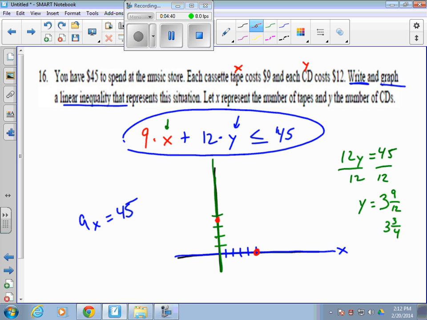So it says less than or equal to. So between those two, we're going to create a solid line. And then you have to shade one side or the other. Choose 0, 0 and plug it in. We can check and see if it's a true statement. 9 times 0 is 0, plus 12 times 0 is 0. Is that less than or equal to 45 is the question. Is that true? Yes, it is. So you're shading everything in that direction. So here is your equation in standard form, and there's your graph to represent it.